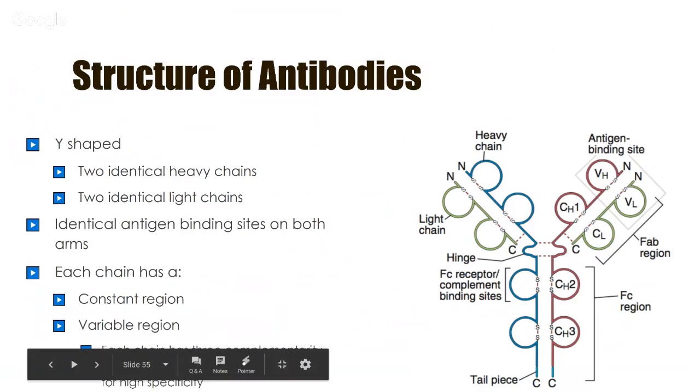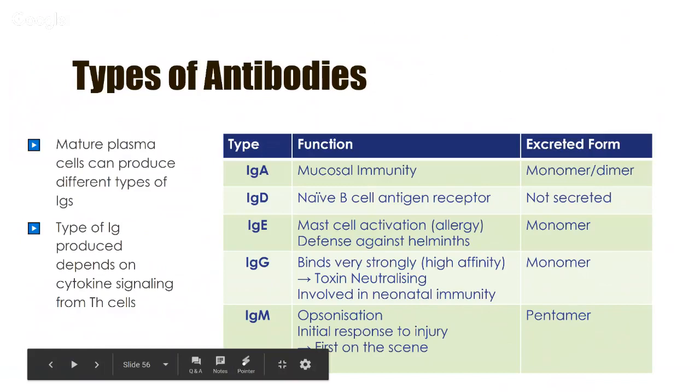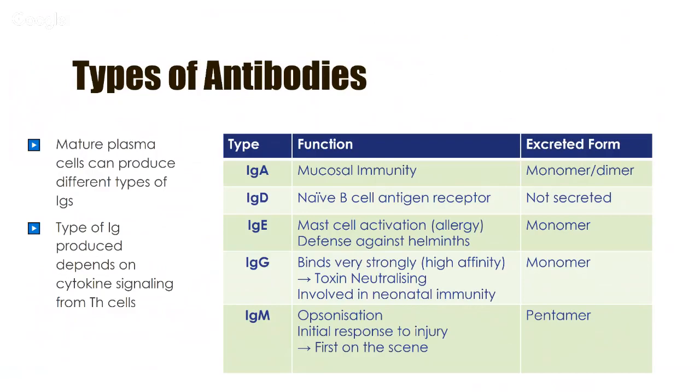Okay, so now the different types of antibodies. As we mentioned before, you have different types of antibodies, and it is important to know where these antibodies are and what their roles are. Your IgA is what's associated with mucosal immunity. So when you have the mucous membranes and your mucous sites, things like your upper airways, if there is an infection there, you would expect your IgA to kick in.